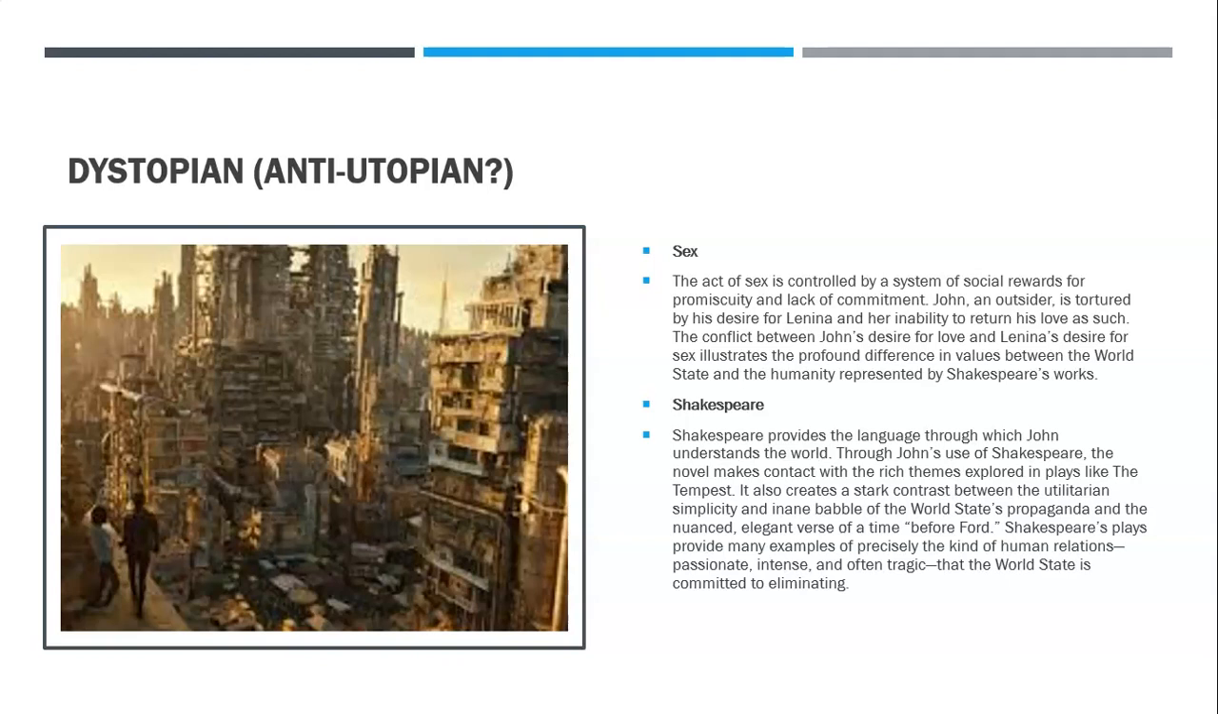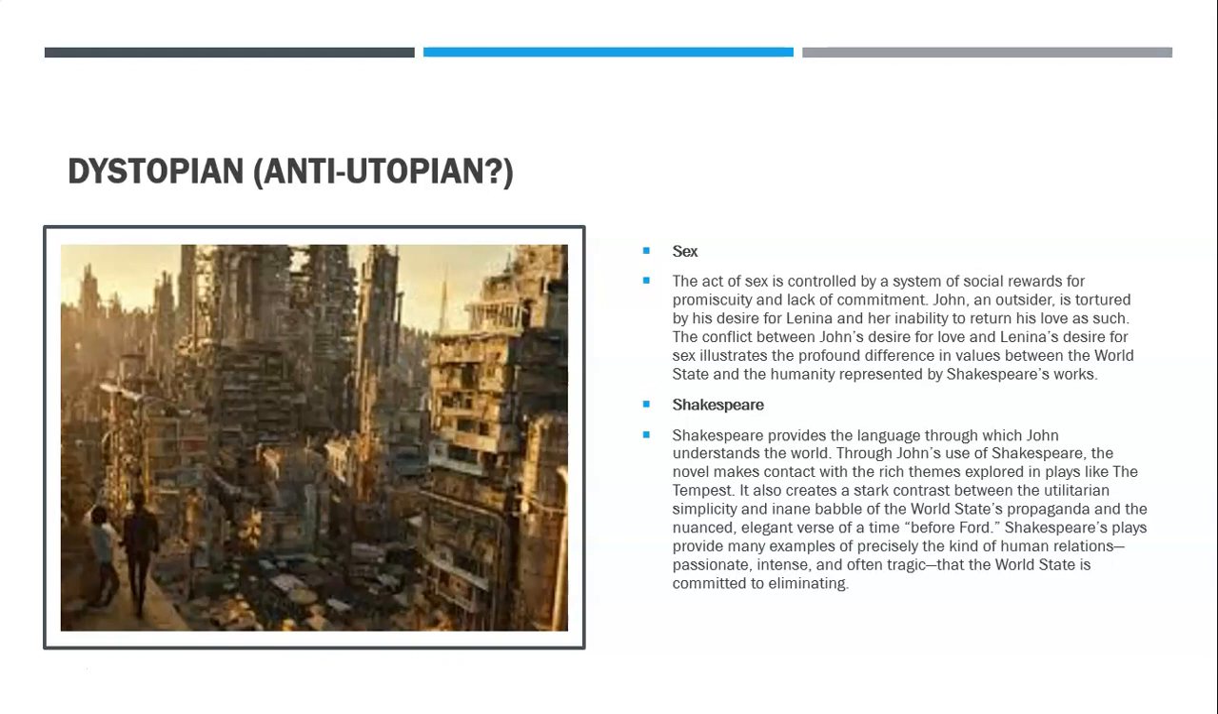Okay, so as Foster is suggesting, when we take on these specific scenes within Brave New World, you need to be asking what's going on deeper here. And we need to remember that the act of sex is controlled by a system of social rewards for promiscuity and a lack of commitment. John, specifically, an outsider, is tortured by his desire for Lenina and her inability to return his love. The conflict between his desire for love and Lenina's desire for sex illustrates the profound difference in values between the world state and the humanity that's represented by John through Shakespeare's works.